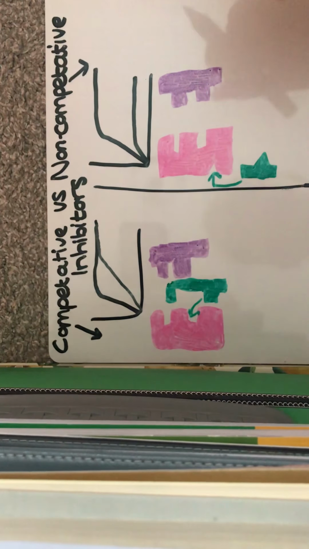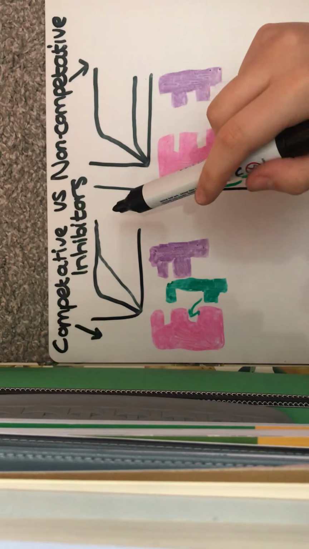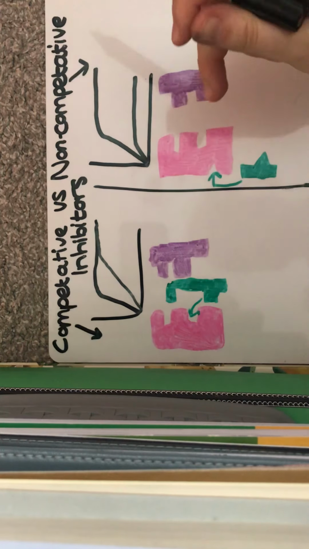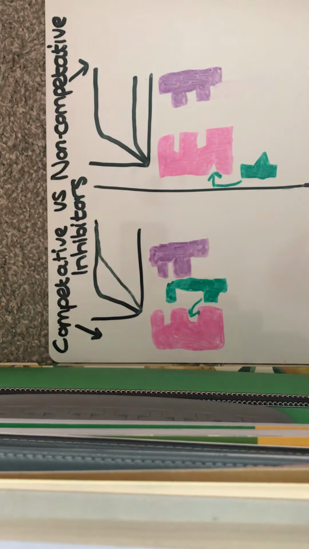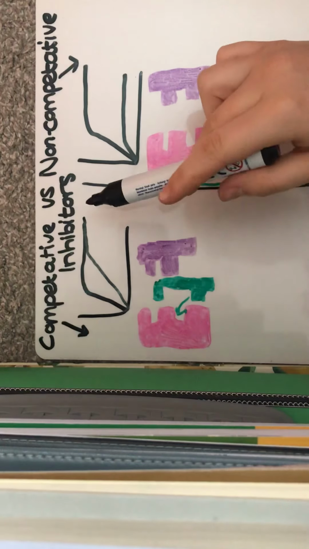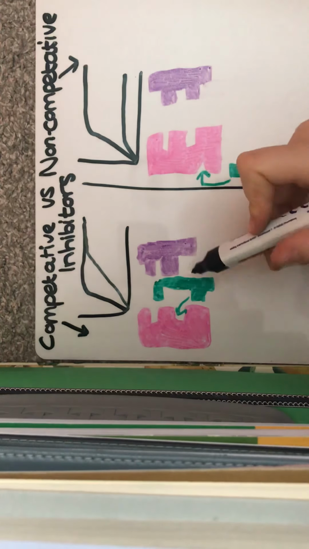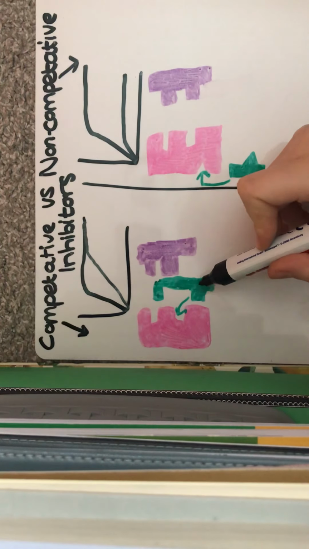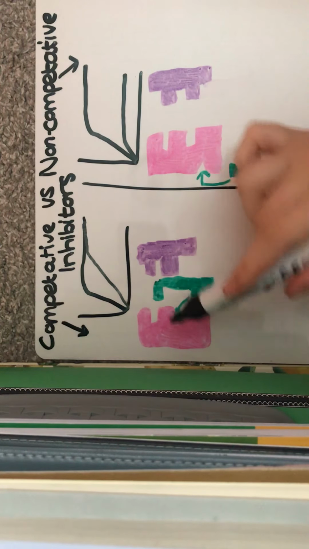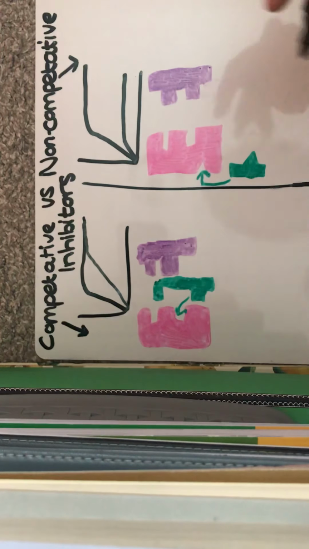Hello, today we're going to be comparing competitive and non-competitive inhibitors and how they affect enzyme activity. So if we look at competitive inhibitors first, we know that this is the competitive inhibitor. This is our enzyme, our active site here, and our substrate.